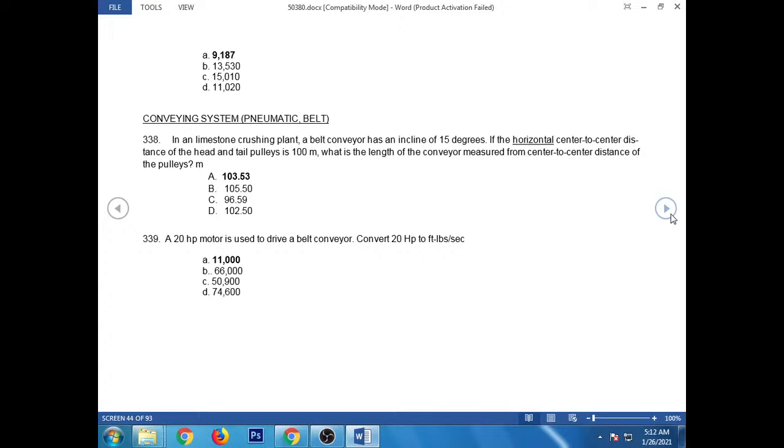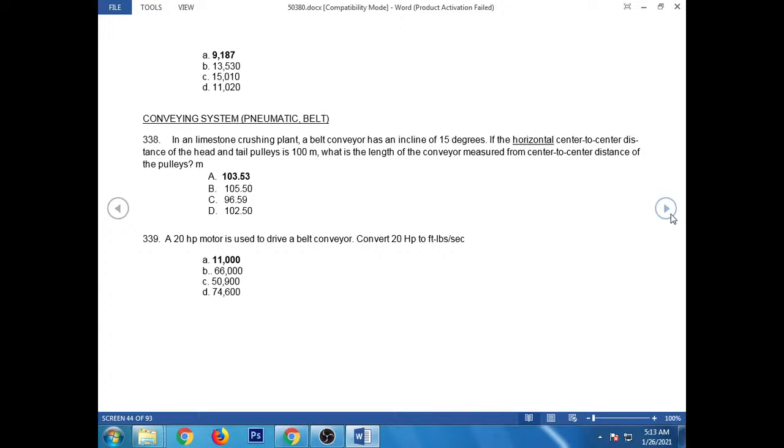In a limestone crushing plant, a belt conveyor has an incline of 15 degrees. If the horizontal center-to-center distance of the head and tail pulleys is 100 meters, what is the length of the conveyor measured from center-to-center distance of the pulleys? Answer: 103.53 meters.